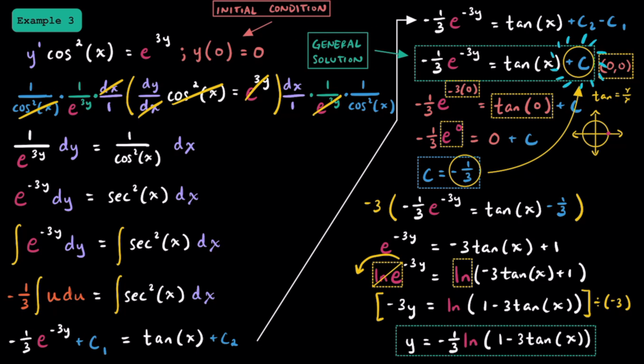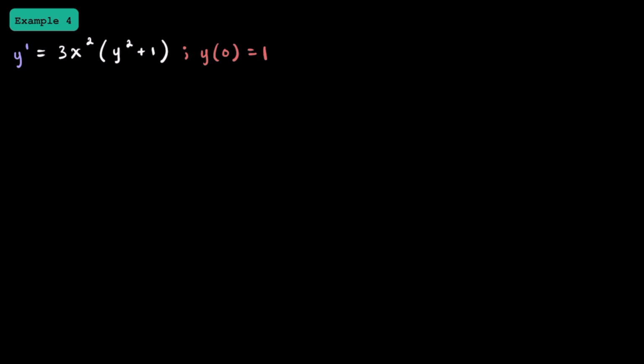Try to keep a lookout for these types of equations where solving for your constant might be easier before you solve for y. And here's one last example. We have y prime is equal to 3 times x squared times a quantity of y squared plus 1. Our y of 0 is equal to 1 is our initial condition, but we'll deal with that a little bit later.